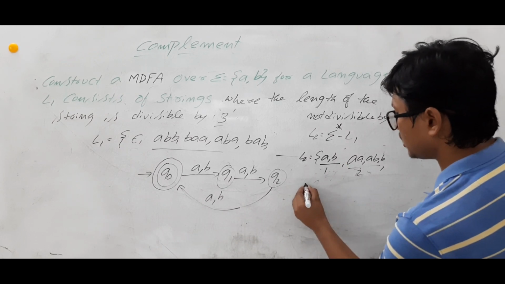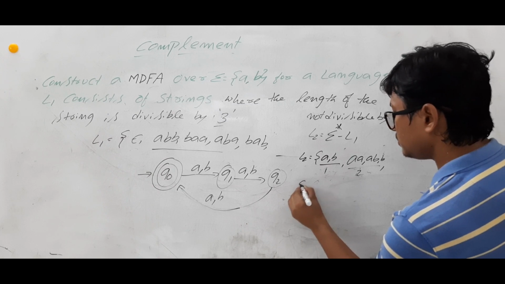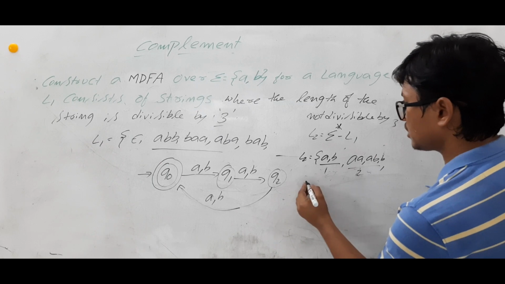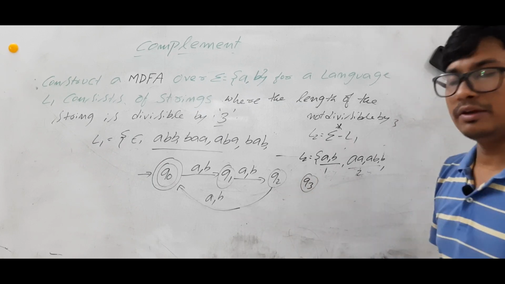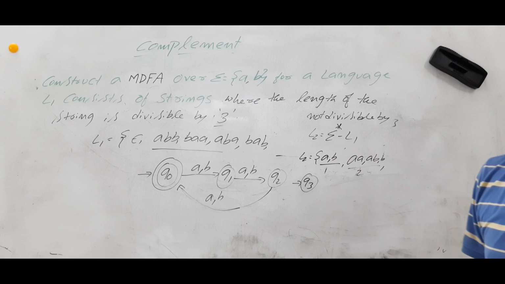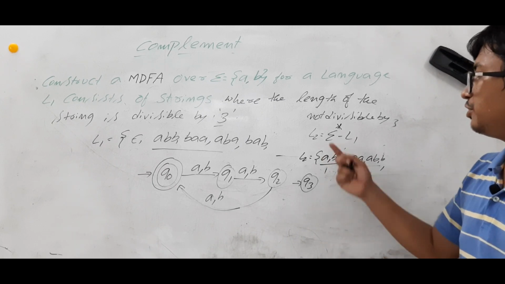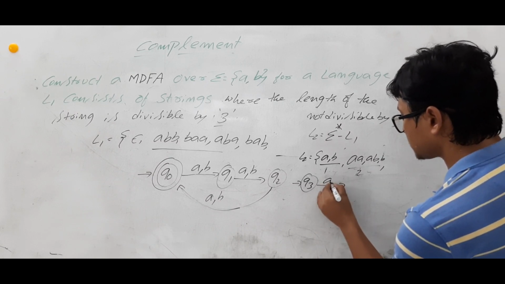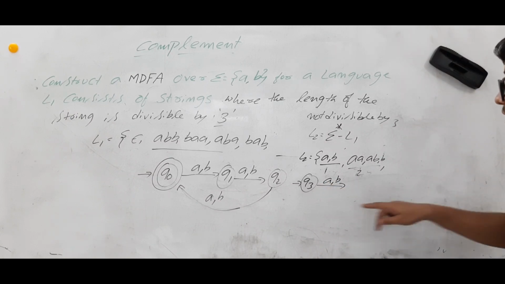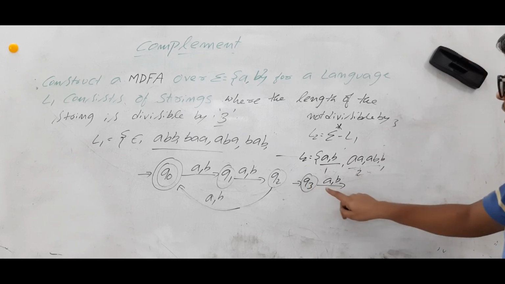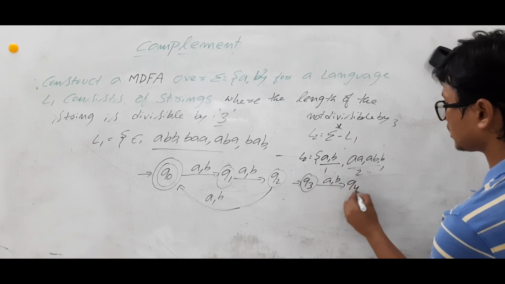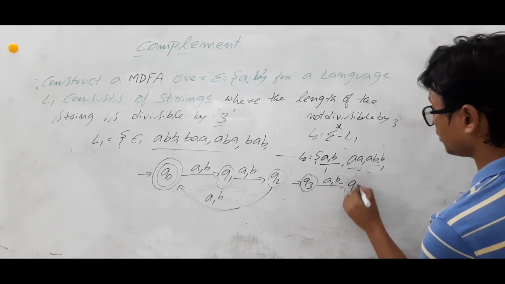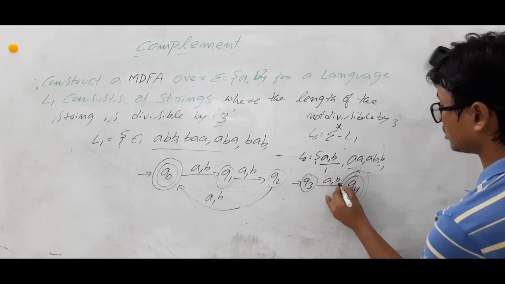As you have the smallest string a, b, your initial state will not act as a final state. Why? I will take it as Q3 to avoid the conflict. Your initial state Q3 will not act as a final state because there is no epsilon here. Because if you take epsilon, it will be divisible by 3. You should accept single a or b. Are you able to understand it or not? Q3 on a, b, you should reach a final state called Q4, which will act as a final state also.